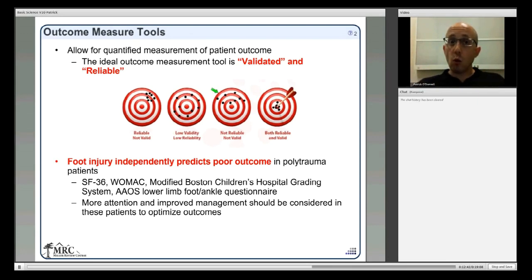Finally, a test that you want is both validated and reliable. You see the precision is high because the reliability is all very clustered next to each other, and it's validated because it's next to the known norm.